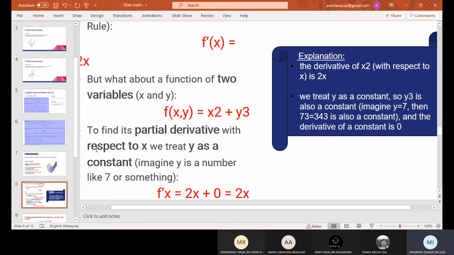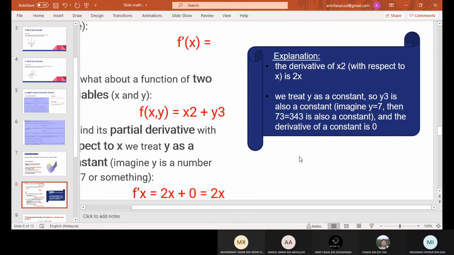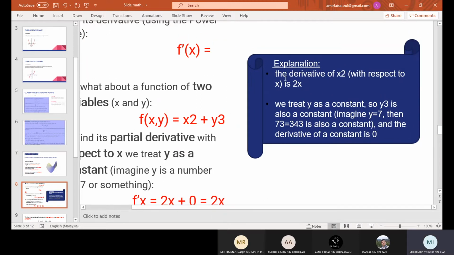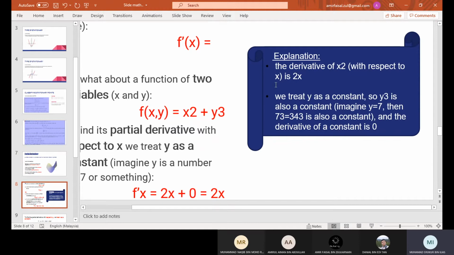To find its partial derivative with respect to x, we treat y as a constant. Imagine y is a number. First, the derivative of x to the power of 2 with respect to x is 2x. After that, we treat y as a constant, so y to the power of 3 is also a constant.